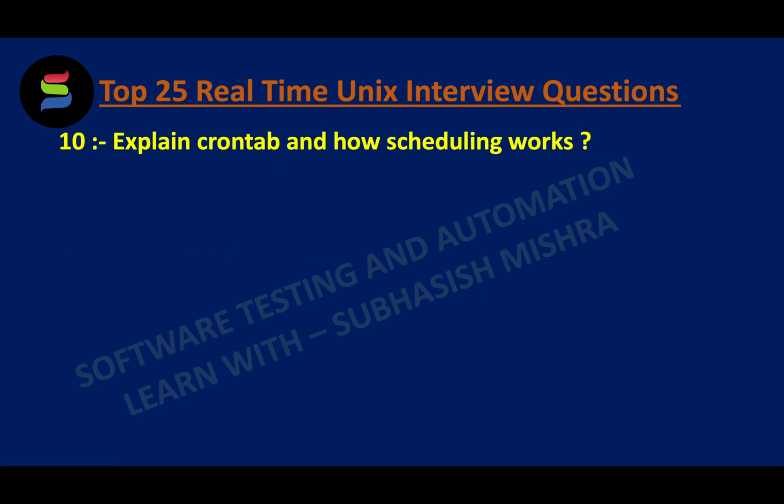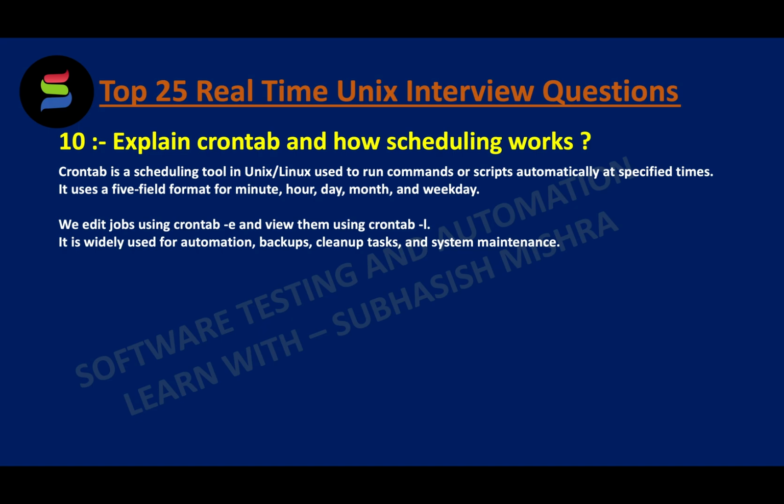Explain crontab and how scheduling works. First, let's understand what cron is. Cron is a time-based job scheduler in Unix and Linux. It allows you to run scripts and commands automatically at scheduled times like every minute, every hour, daily, weekly or monthly. So instead of running a task manually, cron executes it for you.